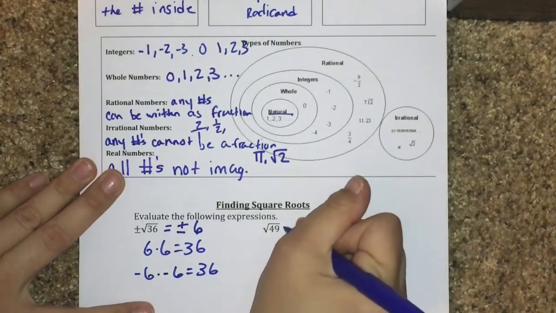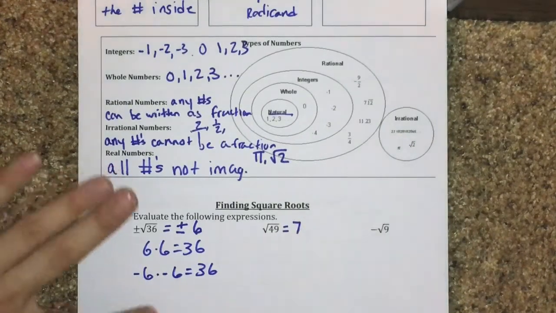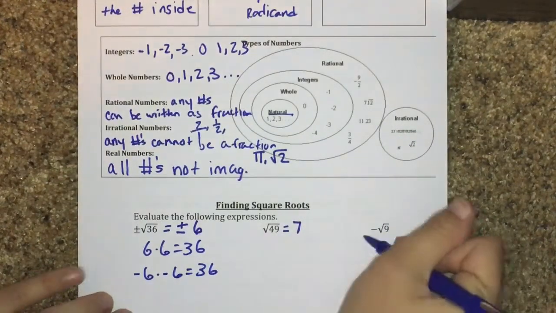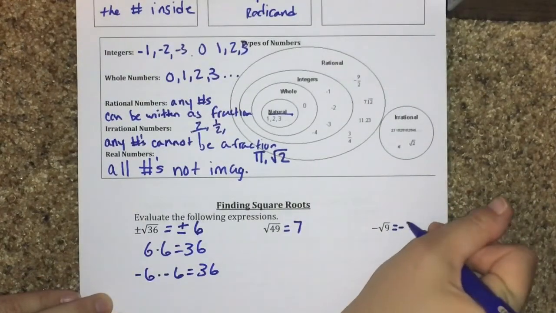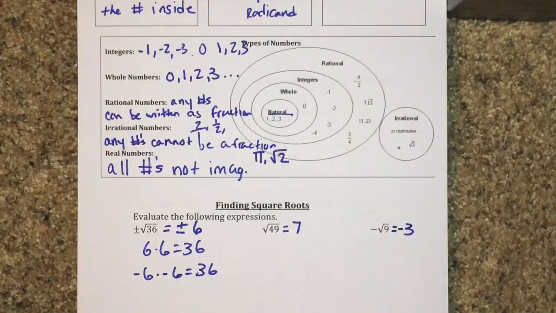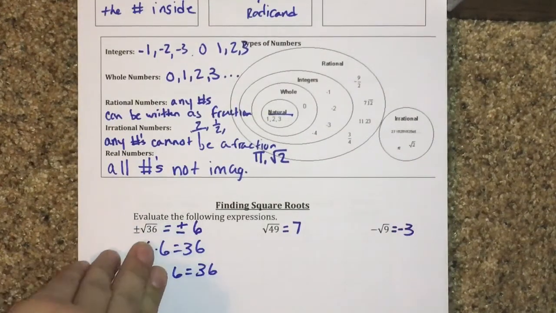For this one, the square root of 49, we know 7 times 7 equals 49. And the negative square root of 9, well, the square root of 9 is 3, so therefore the negative square root of 9 is -3.